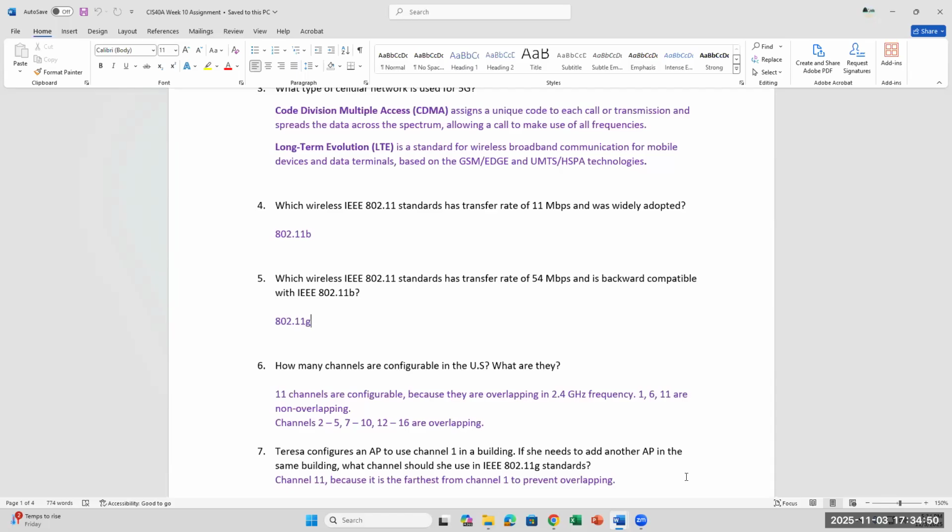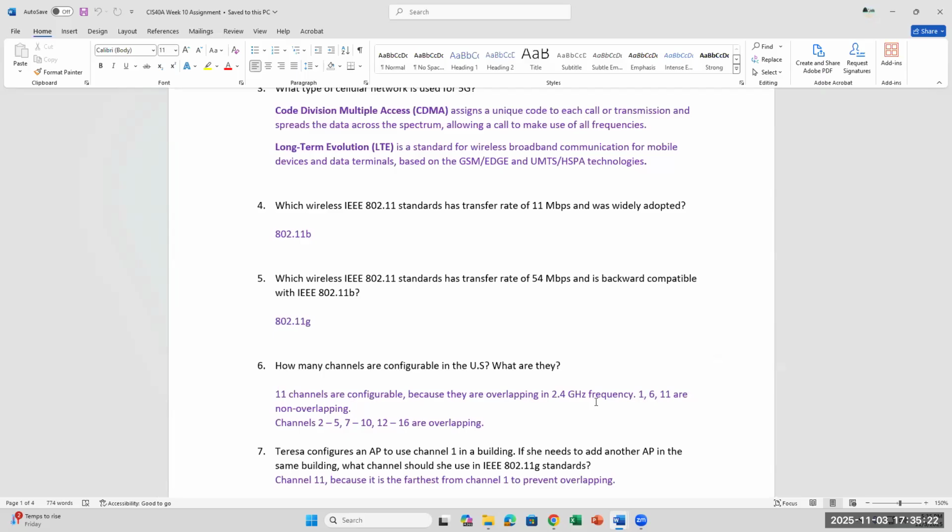So in the United States, you have 11 channels that are configurable for wireless, because they are overlapping in the 2.4 gigahertz frequency. These are channels 1, 6, and 11, which are not overlapping. And then channels 2 through 5 and 7 through 10 are overlapping.